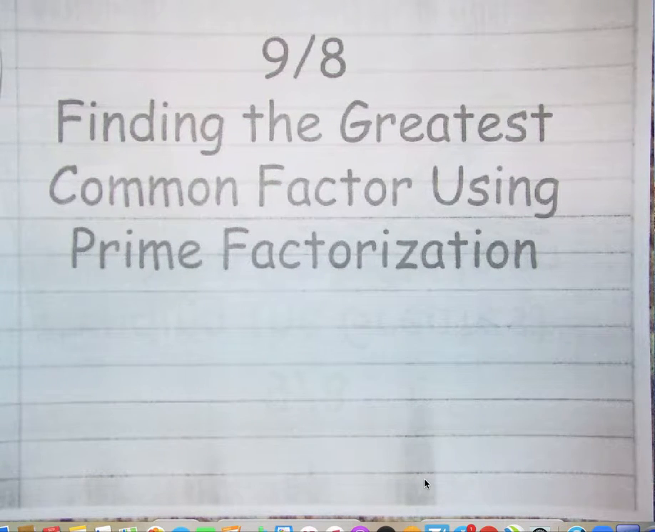All right, good morning, boys and girls. Today is Tuesday, September 8th. We're going to switch gears this week. We're going to move away from our geometry unit and talk about factors and multiples. And today's topic is finding the greatest common factor using prime factorization.